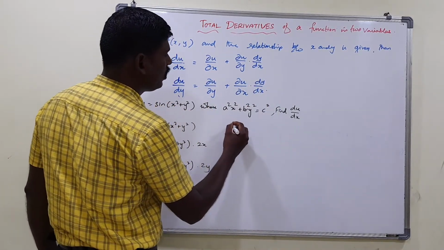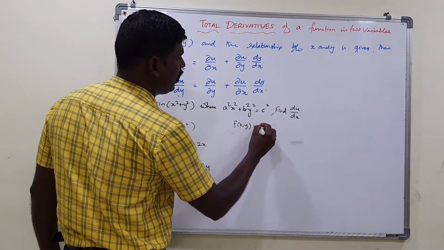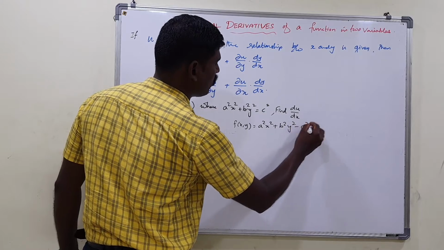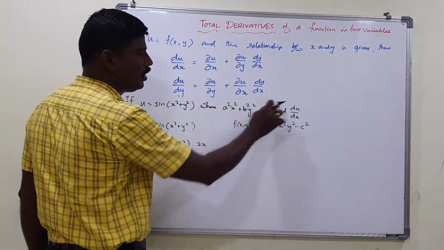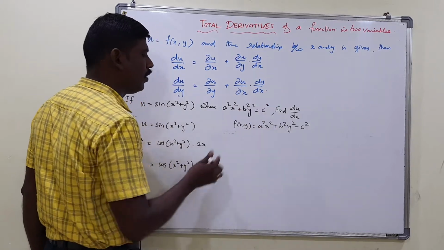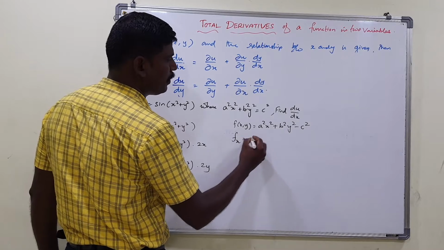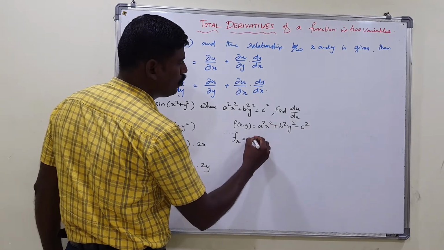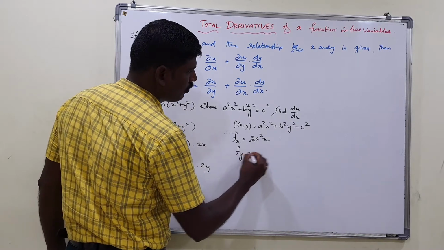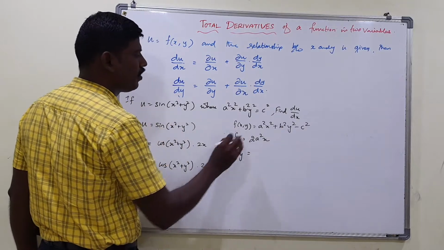So f of x comma y is equal to a square x square plus b square y square minus c square. Taking that c square into the left hand side, the right hand side becomes 0. Take the function in the left hand side as f of x comma y. Now I am going to find fx by taking the partial derivative of f with respect to x. So x square becomes 2x, so 2a square x. The other terms become 0 because they are independent of x.